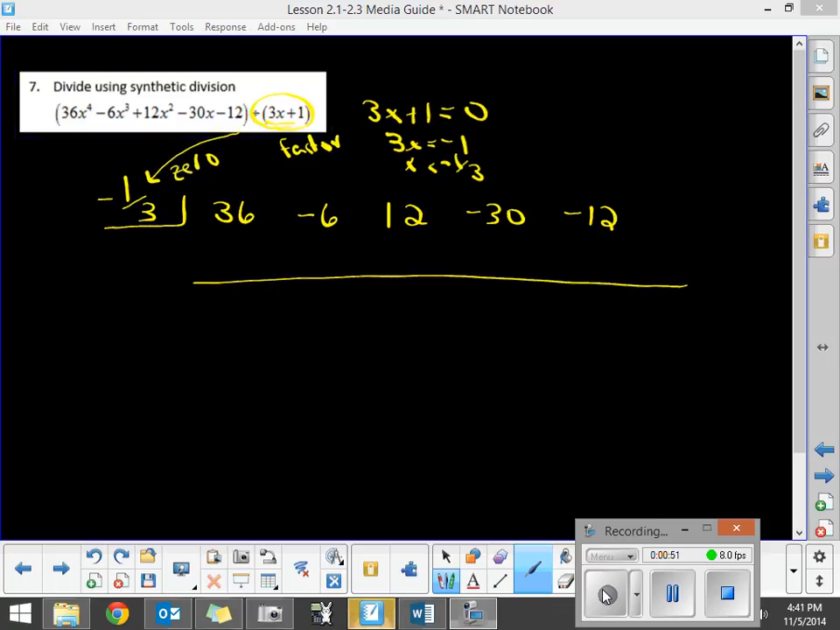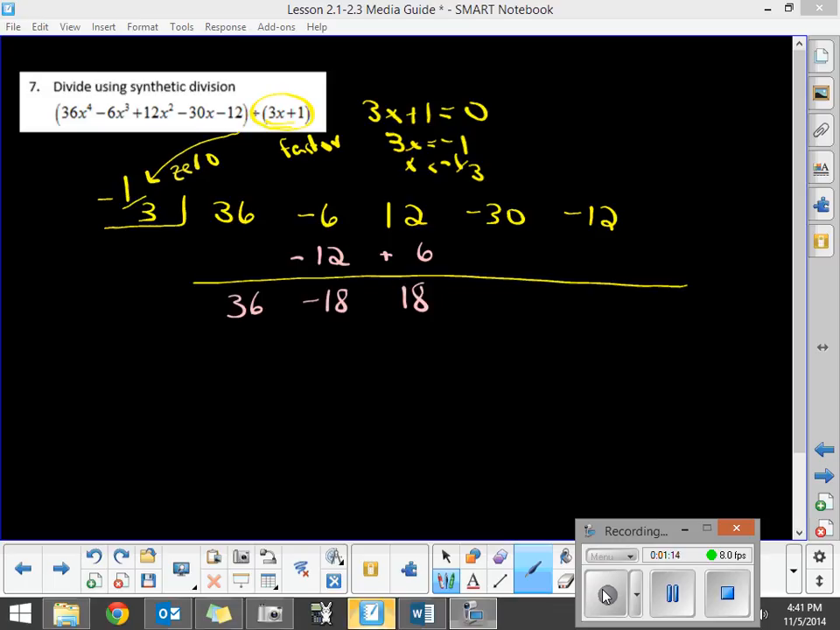I'm going to draw a line. And the first thing that we do to start this process is we drop down our first number, which is 36, and then we multiply it times a negative 1/3. So I know it's going to be a negative because positive times negative is negative, and a third of 36 is 12. Now we add, negative 18. Now I take a negative third of a negative 18. That'll be a positive, and a third of 18 is 6. I'm going to add, it gives me another 18.